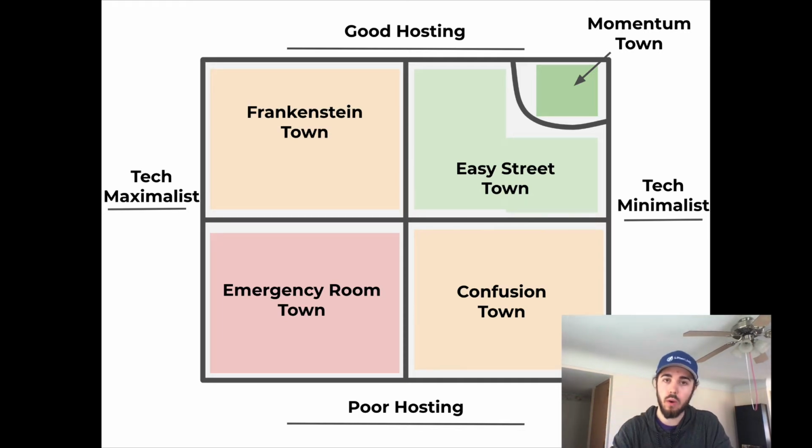So this is the 4 quadrants of the Tech Stack Clarifier. And on the y-axis here, we have good hosting at the top and then poor hosting at the bottom. And then on the right side, we have Tech Minimalist, and on the left side, Tech Maximalist. So we can kind of figure out what each of these boxes are based on the X and Y axis here.